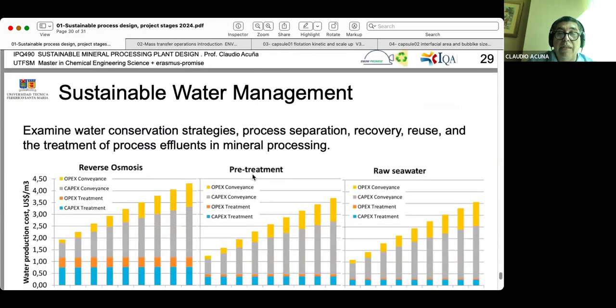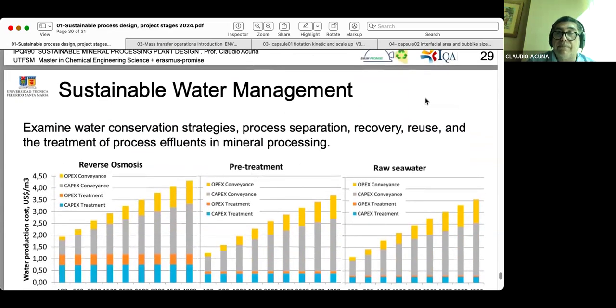Now I want to talk a little bit about water. In general, of course, in the arid zones or mining areas in general, we don't have water. So the alternative is to use seawater directly. This is raw seawater, which in general is a lot cheaper because you just need piping.